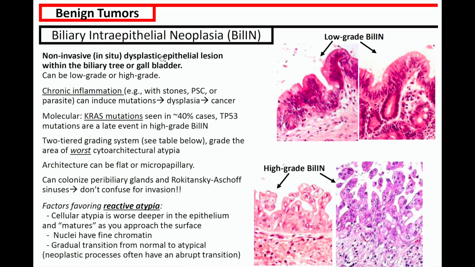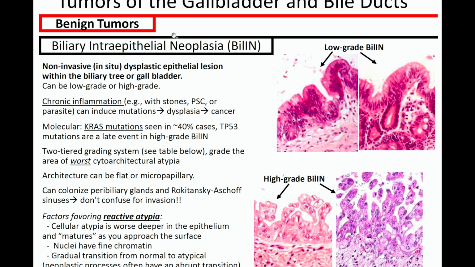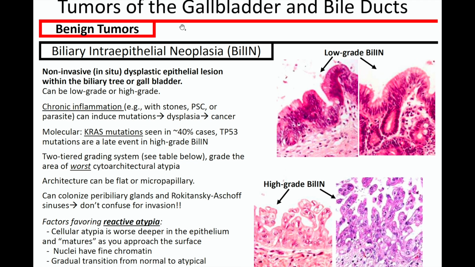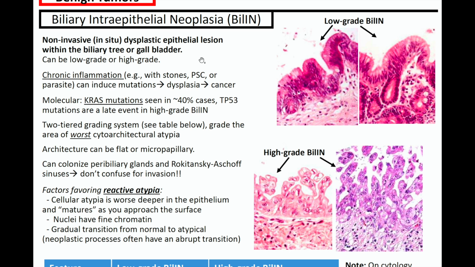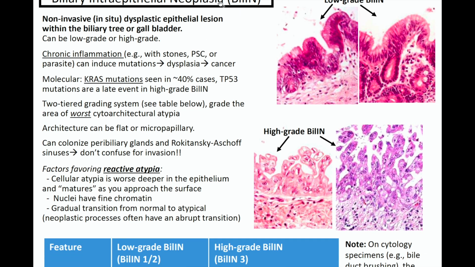So, like any other area in the body for the most part, in the gallbladder and the bile ducts, you can have benign and malignant entities. Some of the benign tumors that you can see in the gallbladder and bile duct, we'll start with BilIN, or biliary intraepithelial neoplasia. This is a non-invasive in situ dysplastic epithelial lesion within the biliary tree or gallbladder. Can be low grade or high grade.